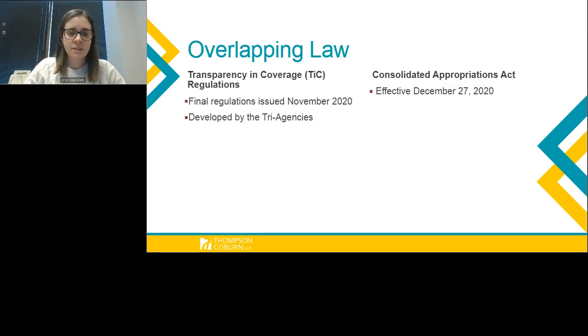So transparency is coming up from two different sources. The transparency and coverage regulations were issued by the IRS, DOL, and HHS in November of 2020. These were expected. They'd been in the works for quite a while, so it wasn't a big surprise when they came out. And then a little over a month later, in December of 2020, the Consolidated Appropriations Act was passed. So obviously legislation versus regulation. And this included several transparency requirements for group health plans, some of which overlap with the transparency and coverage regulations and some of which are separate.